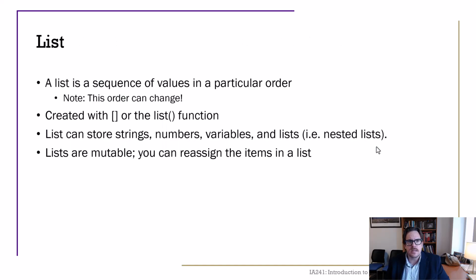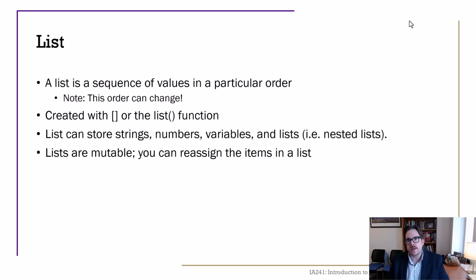Okay, so let's talk about definitions for each of these. A list is a sequence of values in a particular order. The order matters, but the order can change. Why is this important? Because we are going to use something called an index. An index is going to tell us the position of each of the values in the list. So we can modify things based on the position of things in that list.